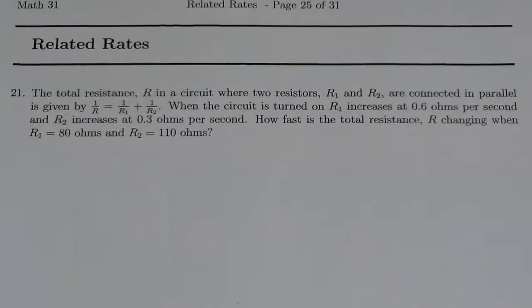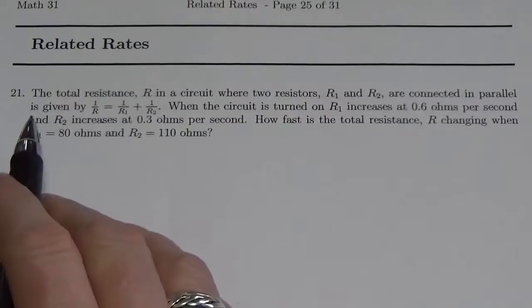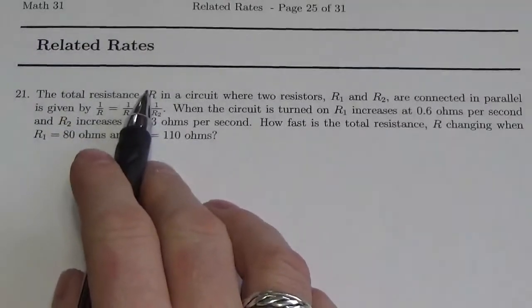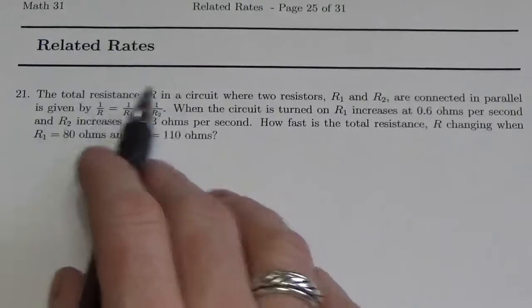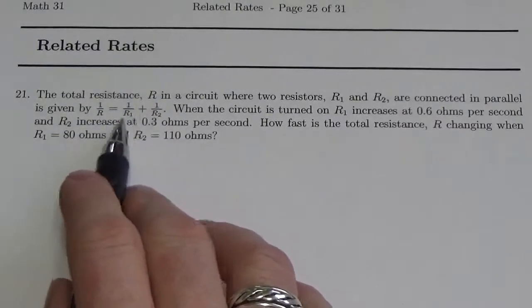Okay, hi everybody. Let's do some more related rates. So the total resistance, R, in a circuit where two resistors, R1 and R2, are connected in parallel is given by this expression right here. So there's my R and there's my two resistors.